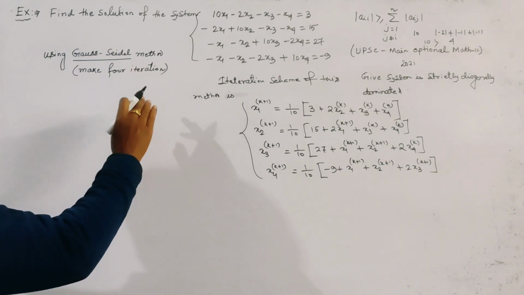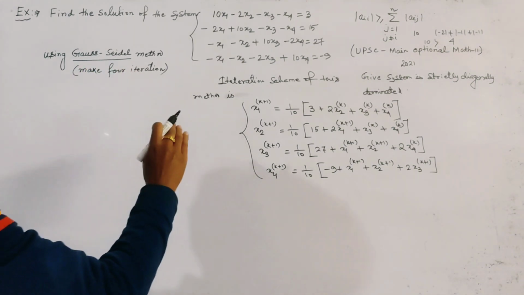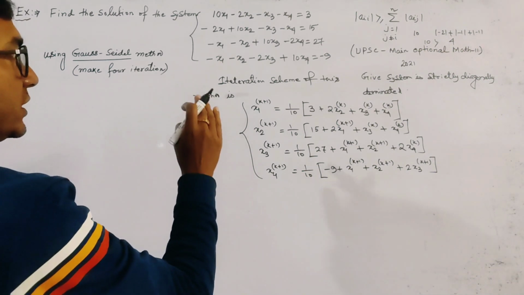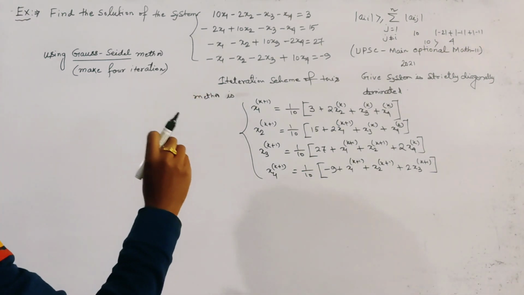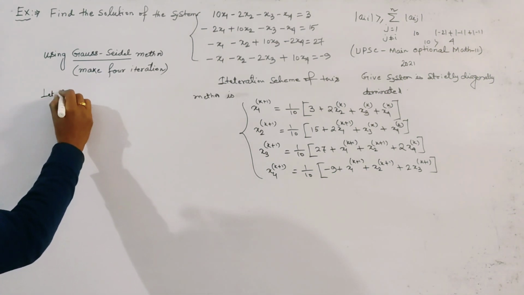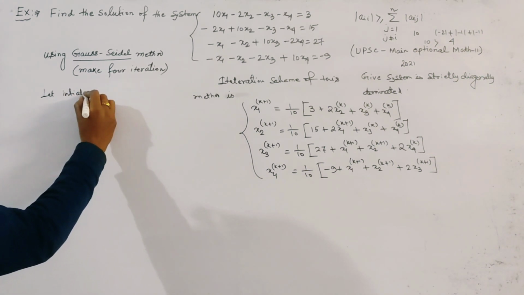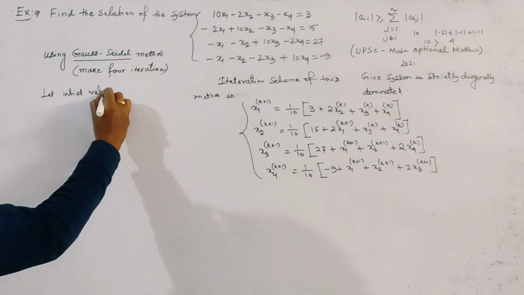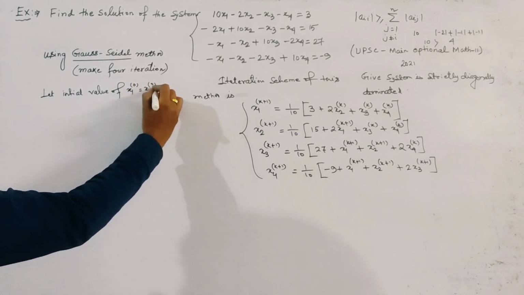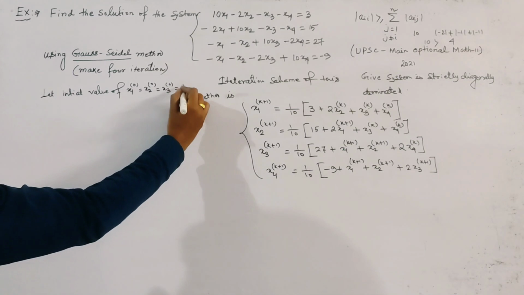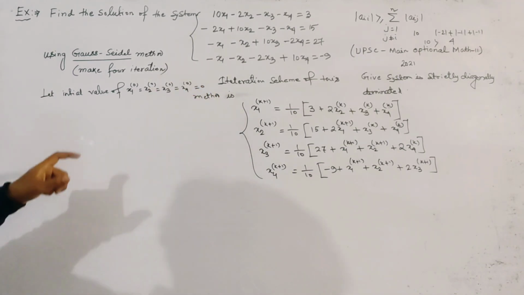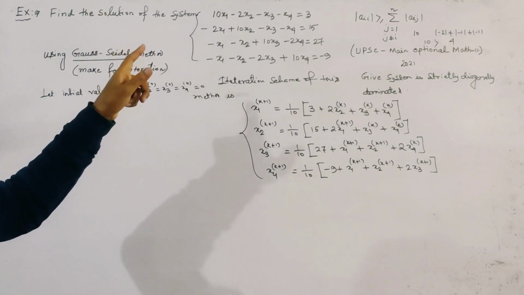Now here no initial approximation or initial values of x1, x2, x3, x4 are given. In this case we take the initial values of x1, x2, x3, x4 as 0. Let the initial value of x1 (0) be equal to x2 (0), equal to x3 (0), equal to x4 (0), which is equal to 0, because no initial value of the variables is given here.